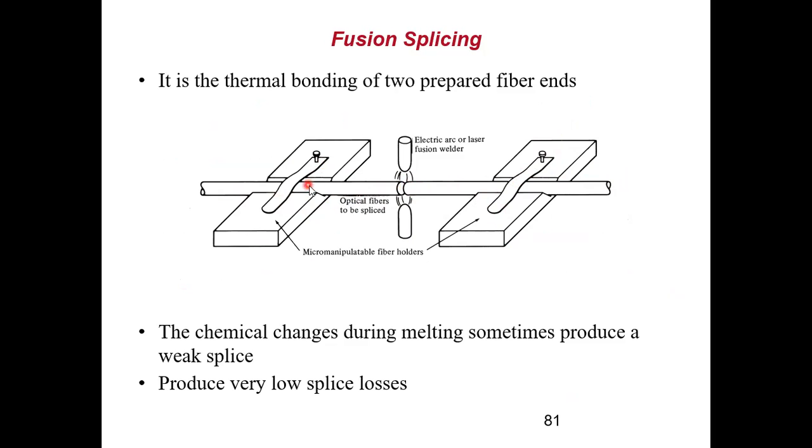And what we are trying to do, once I have prepared the fiber end, I have removed the cladding, I have removed the elastic coating. This fiber end, the cut is 90°. I then align it. Okay, so then I generate a heat. I have to melt it.